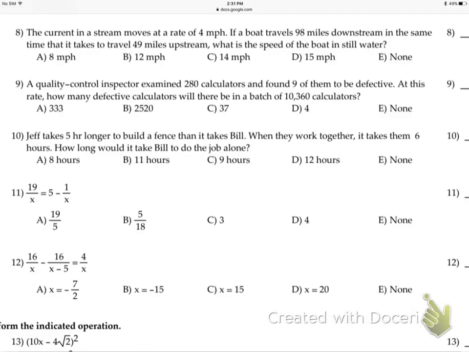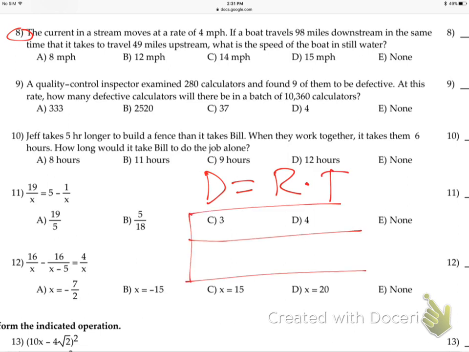So number 8. Current in a stream. Well, as soon as we read that, can we just stop right there? What equation are we going to use? The dirt equation. Distance equals rate times time. Yeah, and that other one, you're totally right. We're going to use that too. So we're certainly going to use the dirt equation, distance equals rate times time. That's correct, because things are moving. That's any time things are moving, right?